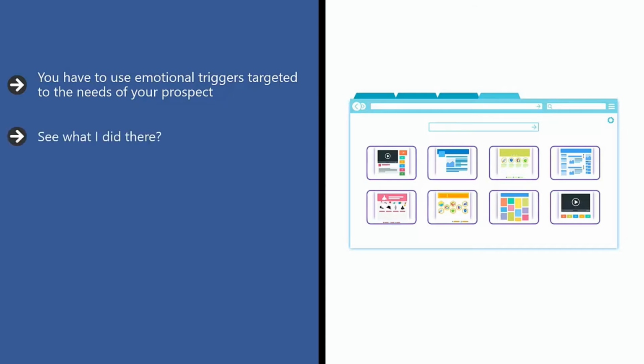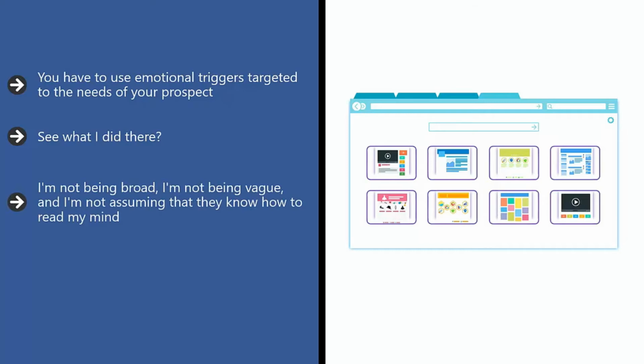See what I did there? I specifically addressed their needs. These are people who are looking for places to sell. These are people looking for tips to improve their organic farm's output. I'm not being broad, I'm not being vague, and I'm not assuming that they know how to read my mind. I'm not doing any of that. Instead, I was very specific as to what they have problems with.